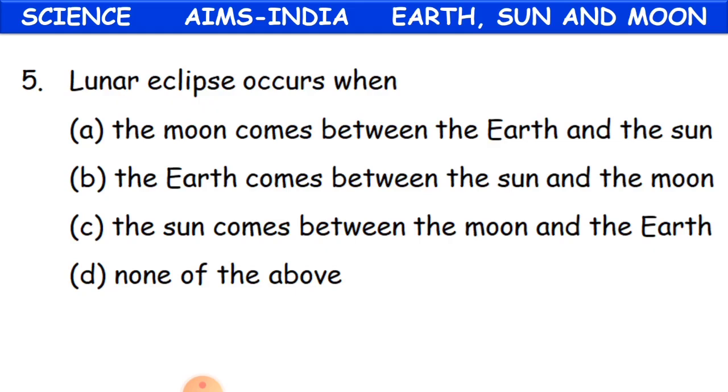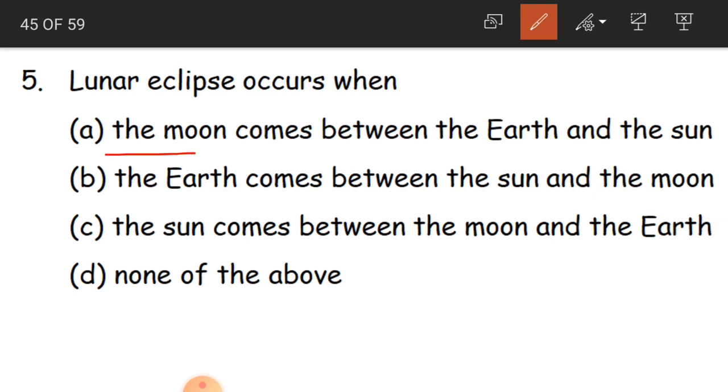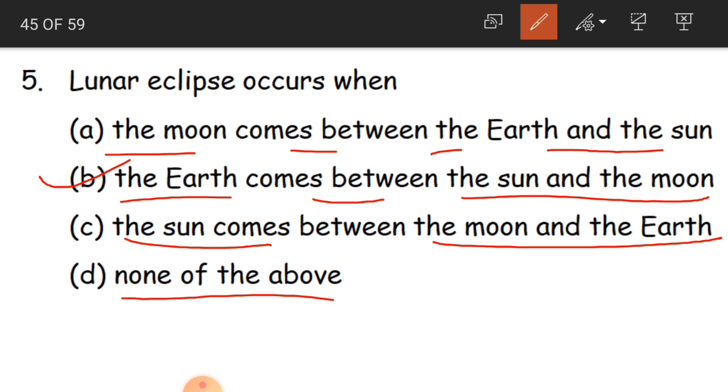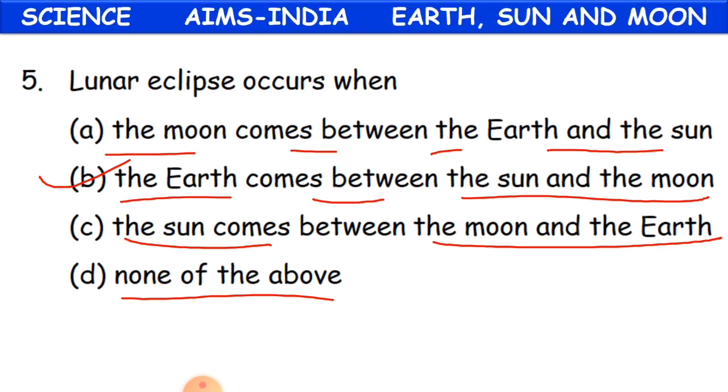Okay children. Now the fifth question. Lunar eclipse occurs when? And the options are the moon comes between the earth and the sun, the earth comes between the sun and the moon, the sun comes between the moon and the earth, and none of the above. B option children. When the earth comes between the sun and the moon, we have lunar eclipse.